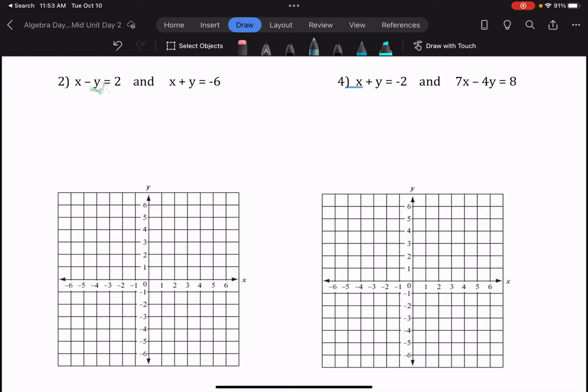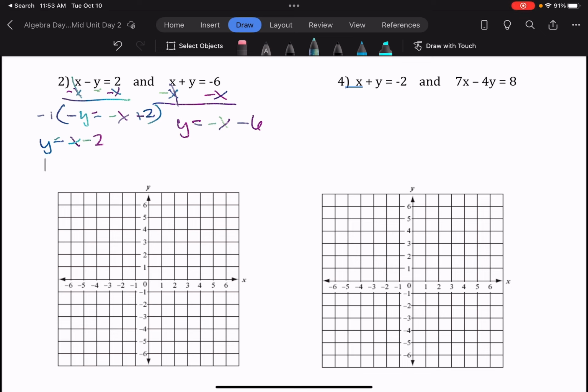This one, I want to solve for y, so I'm going to subtract x from both sides. I'll get negative y equals negative x plus 2. We're going to multiply the whole thing by negative 1 to get y equals x minus 2. And then same thing here, let's subtract x from both sides. We'll get y equals negative x minus 6.